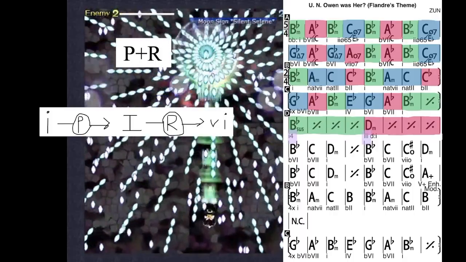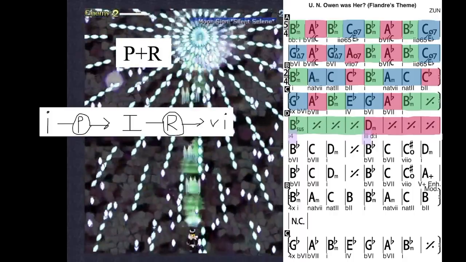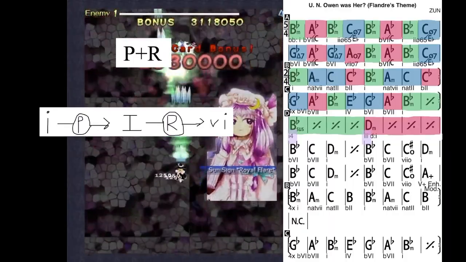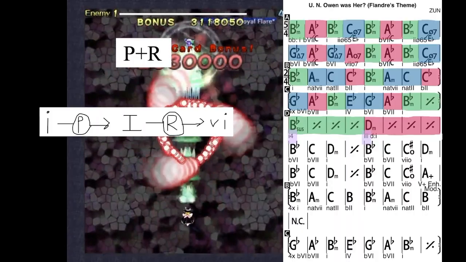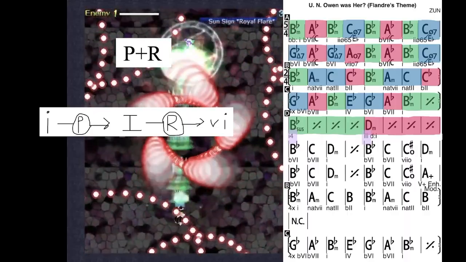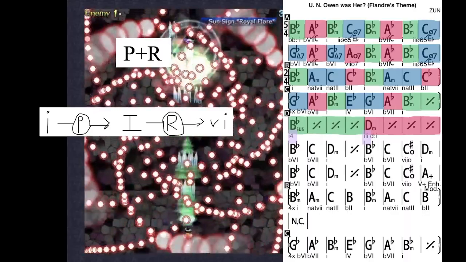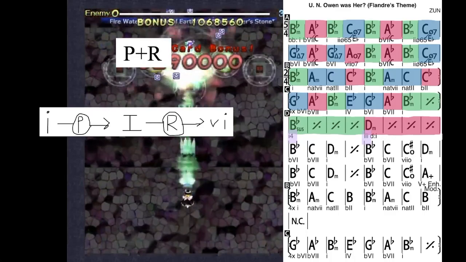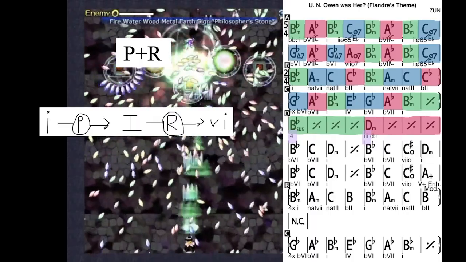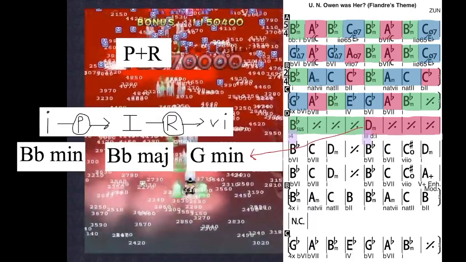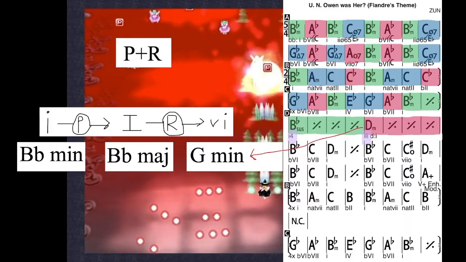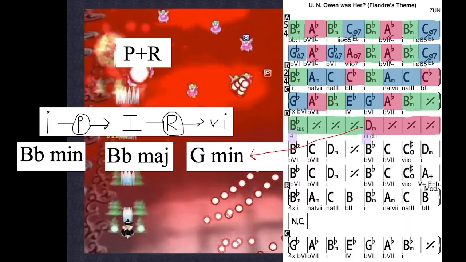So let's say we had a 1 chord. If we were going to do P plus R, the P is our parallel relation. So we'd take that 1 chord and we'd make it major, because we want to keep the bottom note the same, right? But just change the quality. And then from 1, we'd do the relative relation, and that would give us 6, which would be, in this case, G minor. So if we started on B flat minor, we would go to B flat major, then to G minor, right?